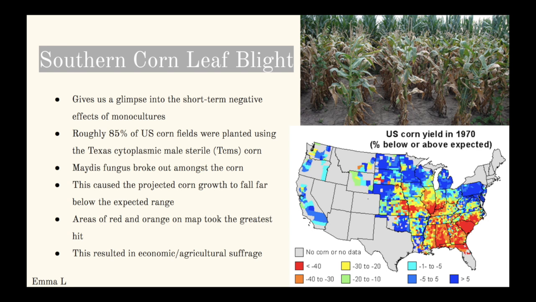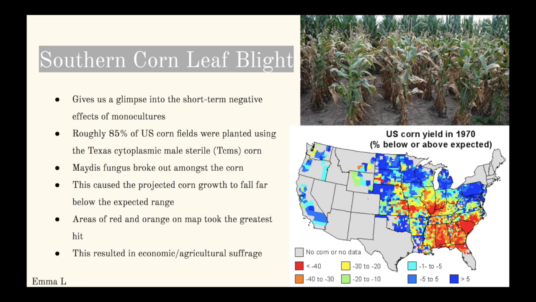An example of some of the short-term and long-term effects of monocultures was in 1970 during the southern corn leaf blight. This gives us a glimpse into the negative effects that monocultures can have on an ecosystem and the economy. You see, in 1968, farmers decided to plant the corn species Texas cytoplasmic male sterile corn on about 80% of U.S. cornfields. And it was going well for a little while. However, then a fungus called the Matus fungus broke out amongst the corn, and it spread like wildfire throughout the population.